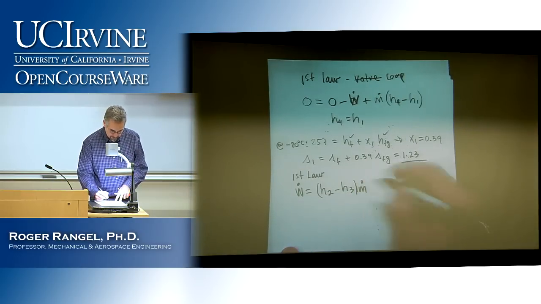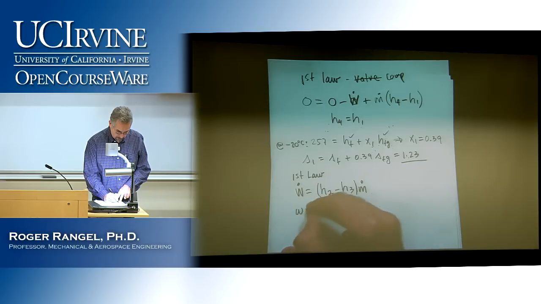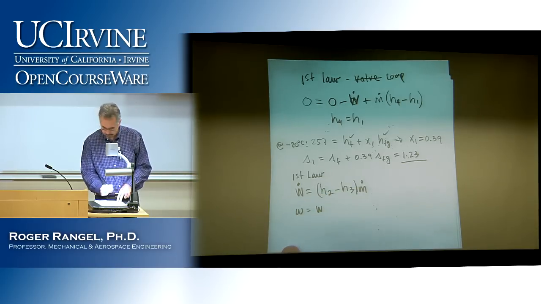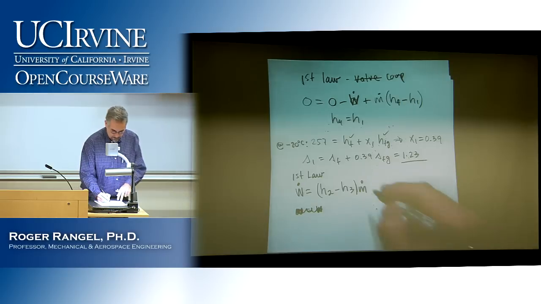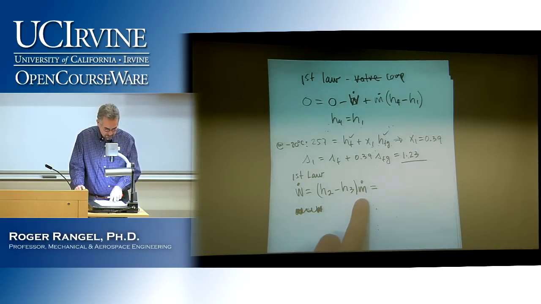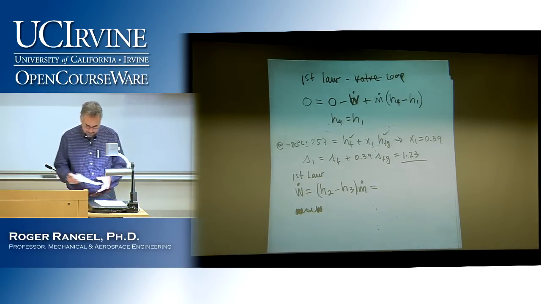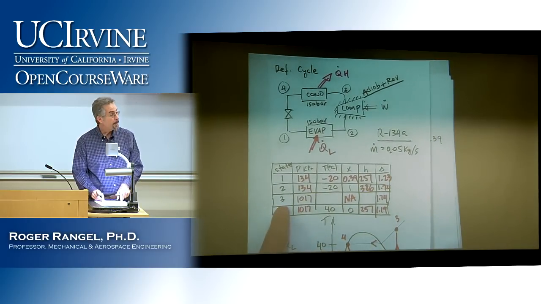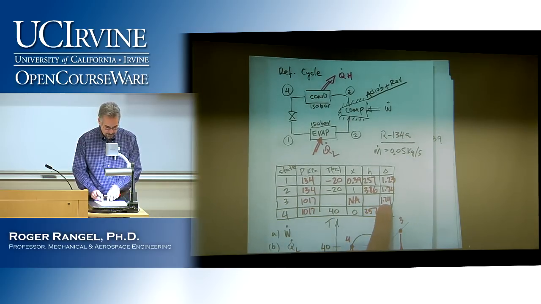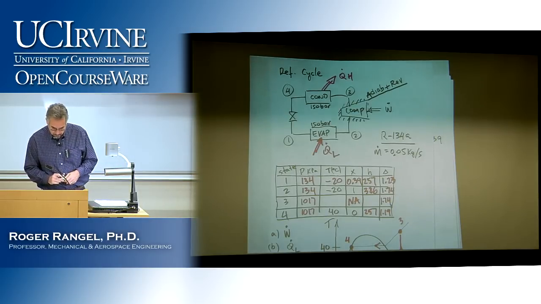But they're asking me for the lowercase w, which is not, no, I'm sorry, they're asking for the W dot. So for this, the m dot was given. H2 at the inlet we already have in the table. The only one we don't have yet is H3. But we know the pressure and we know the entropy, so I would have to go to the table.